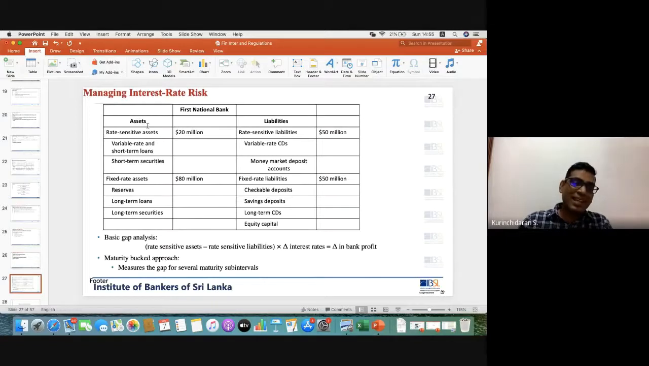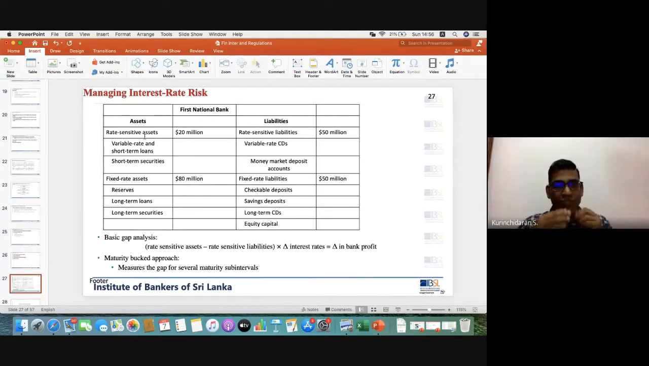On the asset side, I have mentioned rate sensitive assets, that can be variable rate and short-term loans, short-term securities, whatever it is, worth 20 million. And fixed rate assets, you have 80 million: reserves, long-term loans, long-term securities. When you enter into long-term loans and long-term securities, you are not going to change the interest rate. That's fixed for long. But a rate sensitive asset can be very short-term loans or short-term securities, or floating rate loans. So every 6 months it may change.